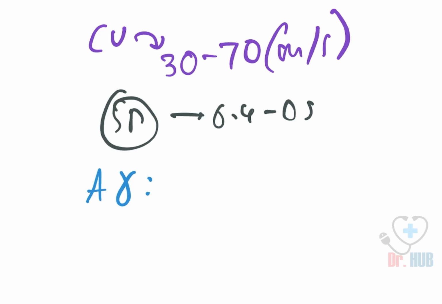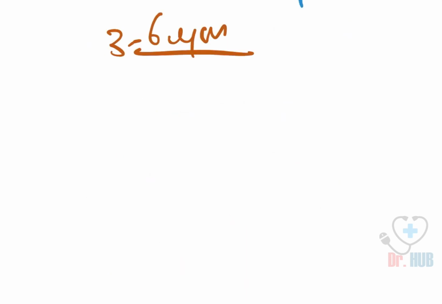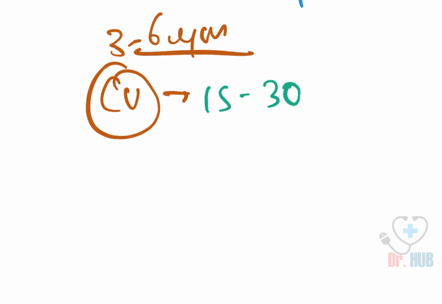Next we look at the A gamma. This has the function of being the motor to the muscle spindles. Next, looking at the fiber diameter in case of the A gamma, it is about 3 to 6 micrometers. And then looking at the conduction velocity, it is 15 to 30.